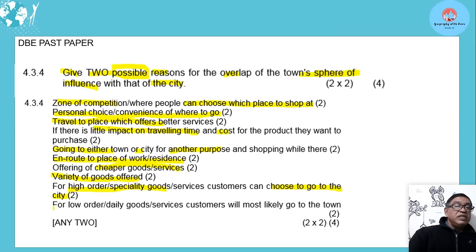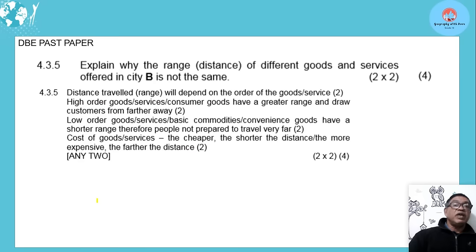All right, the last one here is for low order daily goods and services. They will most likely go to the town if they're nearer to the town, because it's just your bread, etc. So these are various options that you can look at. Okay, let's look at the next one.